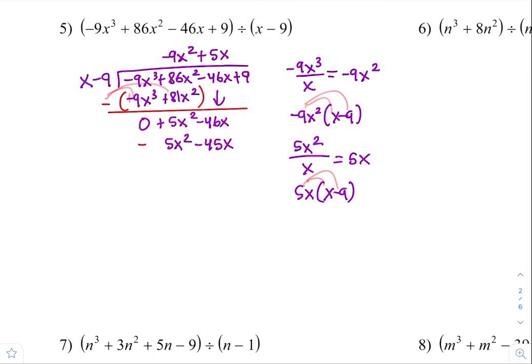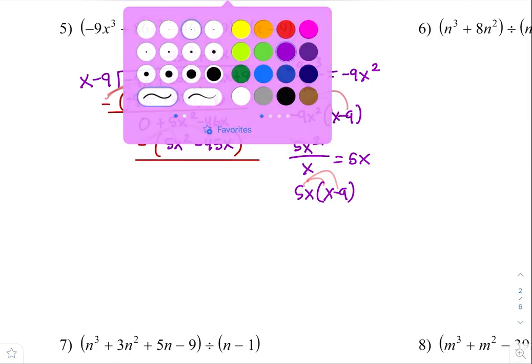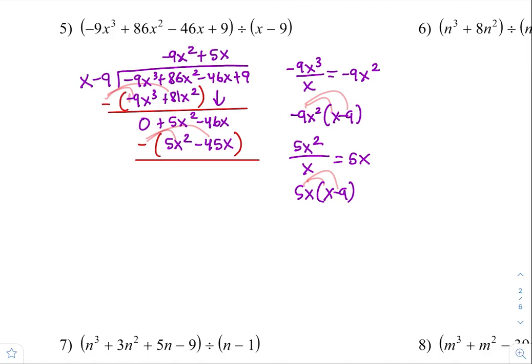Now we're going to subtract. This distributes to both. So 5x squared minus 5x squared, you guys, that's going to be 0. Negative 46, negative times a negative is going to be a positive. So negative 46 plus 45 is a negative x. And drop the 9.